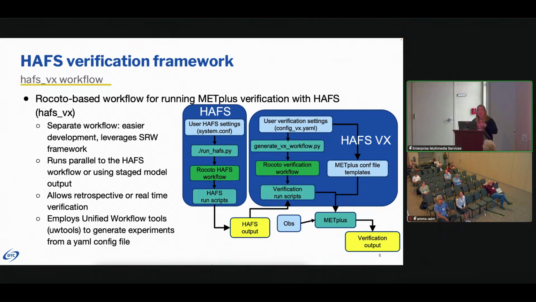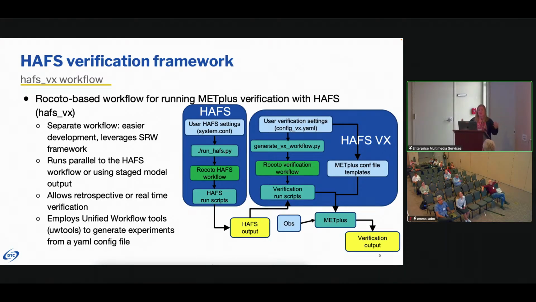And so the original intention was to actually plug the verification tasks into the workflow the way it's done in the SRW app. But after learning from the experiences of that group, we were advised to actually keep them separate for a number of different reasons that I'll talk about here in a few minutes. But this basically will run parallel to the HAFS workflow so that as the forecasts are available, that dependency would be met and then it would kick off the verification.